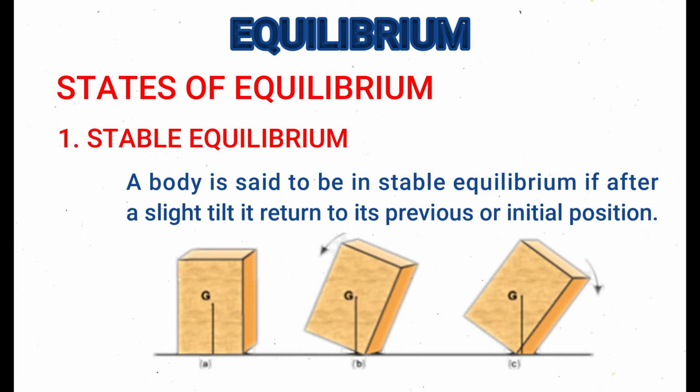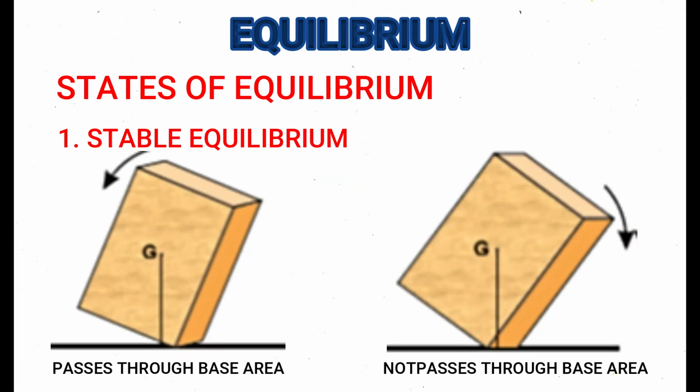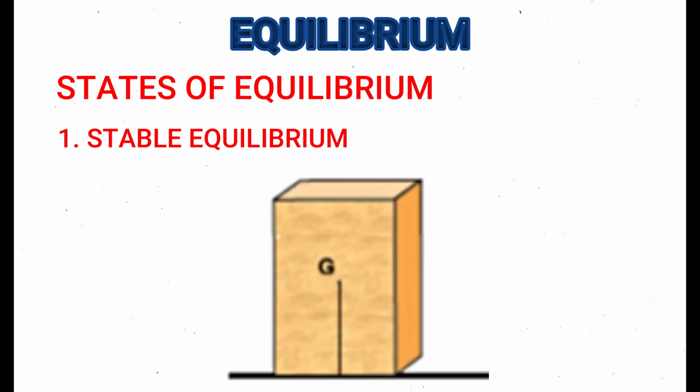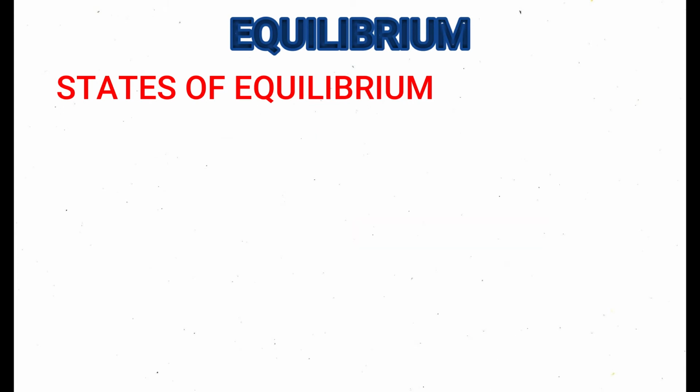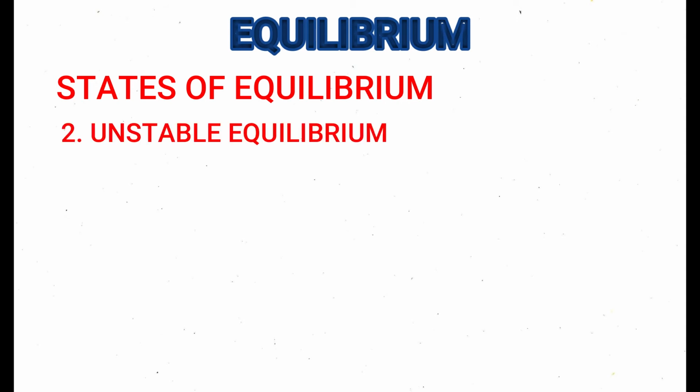Students, if the vertical line from the center of gravity G gets out of its base area, then the block will not return to its previous position. I think you noticed that to achieve stable equilibrium, the vertical line should pass through the base area. Otherwise, the body will not be in stable equilibrium. One thing you should understand is that in stable equilibrium, the center of gravity of a body always lies at the lowest possible position. So to stabilize any object, students, we lower the center of gravity of the object, like a high speed car.